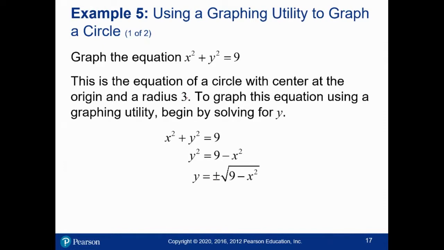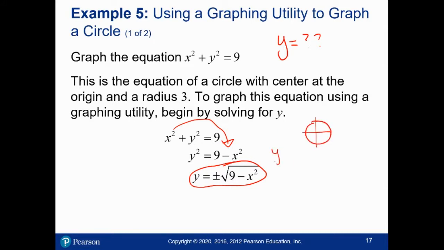Because using your calculator or something like Google Plotter or Desmos or any of those online tools, 9 times out of 10, it's saying, what is y equal to? And then I can plot it. So we have to solve this for y. So we move the x squared over, take the square root, but remember it's plus or minus. So y is plus or minus root 9 minus x squared. That's going to give us this circle.